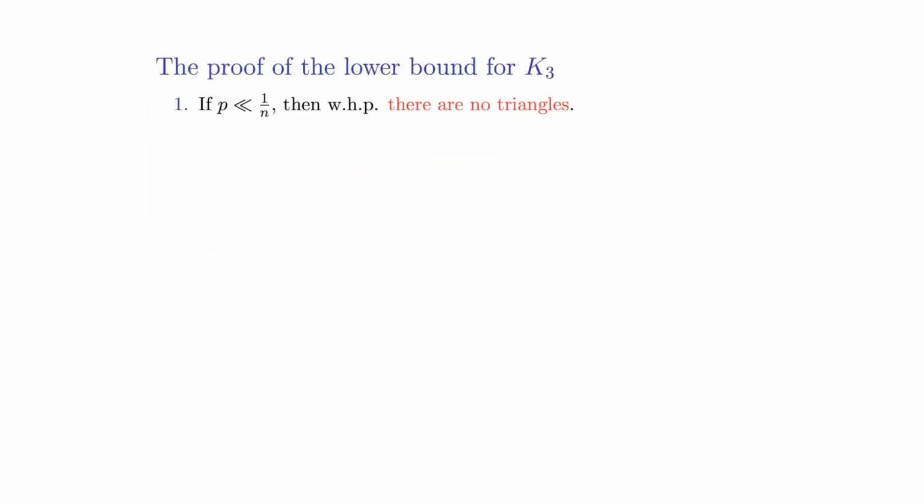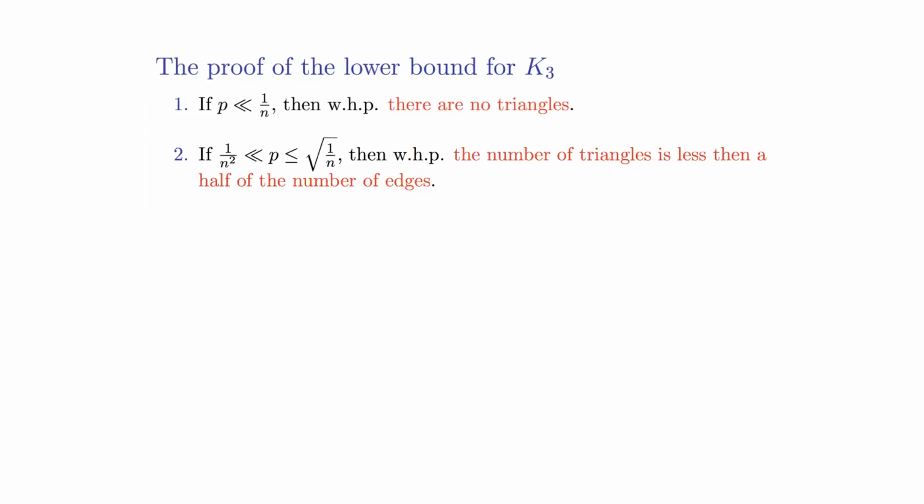I will prove this result for the case of the triangle, and for complete graphs the proofs are very similar. First, let me consider p's that are very small. When p is asymptotically less than 1 divided by n, there are no triangles. This situation is very easy. We don't have any K3, so the weak saturation number equals the number of edges, which is smaller than the number of vertices. And now let me consider p that is asymptotically bigger than 1 divided by n squared, but less than square root of 1 divided by n.